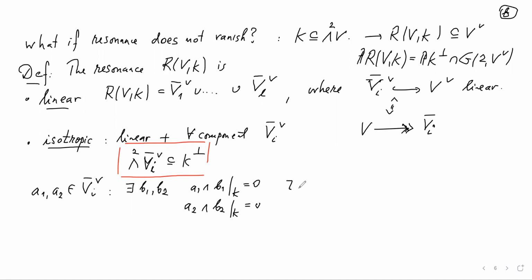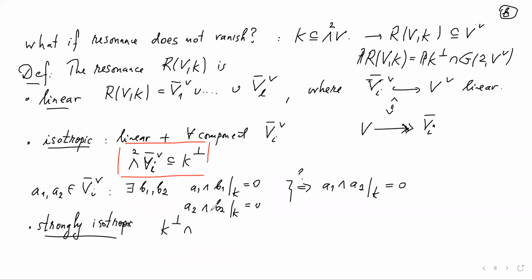But actually out of this, I would like to get that in fact A1 wedge A2 is 0, because that's exactly what I'm asking. This is a question mark. So when this happens, then the resonance is said to be isotropic. Of course, it's a good definition because there are large classes of examples when this is satisfied. And the last one is strongly isotropic. So strongly isotropic means that when I intersect K orthogonal with the ideal in the exterior algebra generated by this subspace VI, I get precisely wedge 2 of VI.